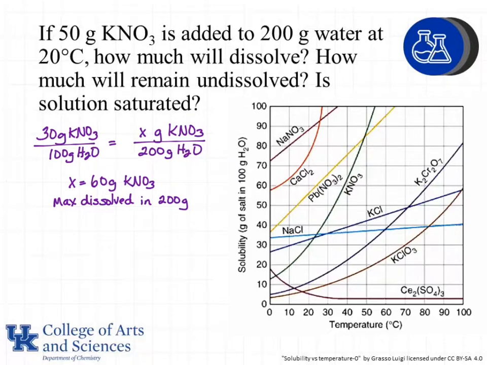We've added only 50 grams of KNO3, so we see that 50 grams will dissolve, 0 grams will remain undissolved, and this will be an unsaturated solution because we could continue to add up to 10 more grams of KNO3 and it would still dissolve. Because we have less than the maximum amount dissolved in water, we see that this is an unsaturated solution.